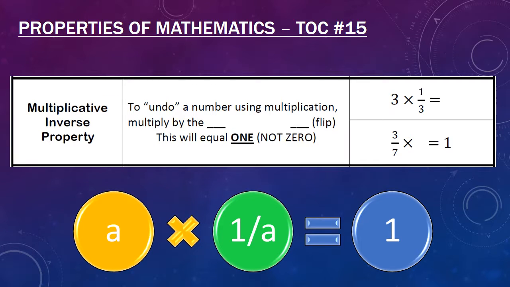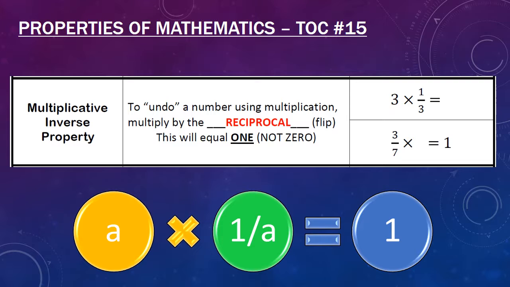And for multiplicative inverse property, this one's a little bit different, but we've been doing this because we use the reciprocal when we divided fractions. And so this is just saying that if I undo a number using multiplication, I multiply the number by the reciprocal, or the flip. I flip that fraction upside down. And this equals 1, not 0. Underline not 0, because it's important that you know your answer is not going to be 0. With additive inverse, you get 0. Multiplicative inverse, you get 1.